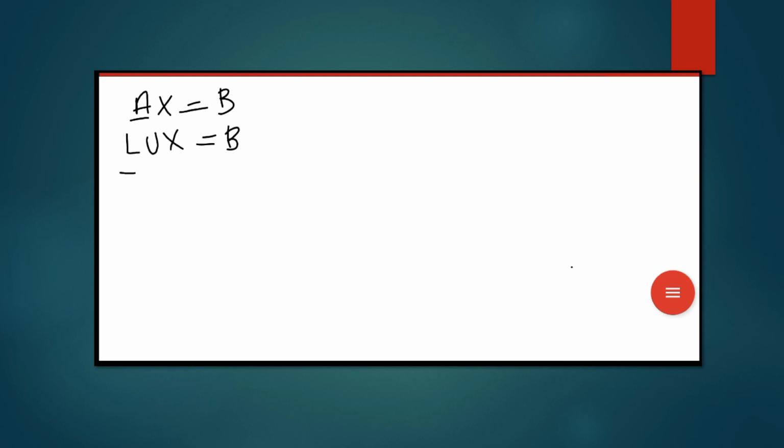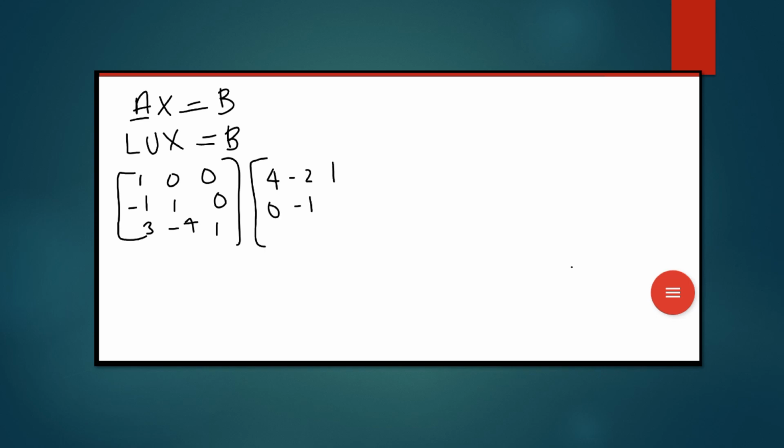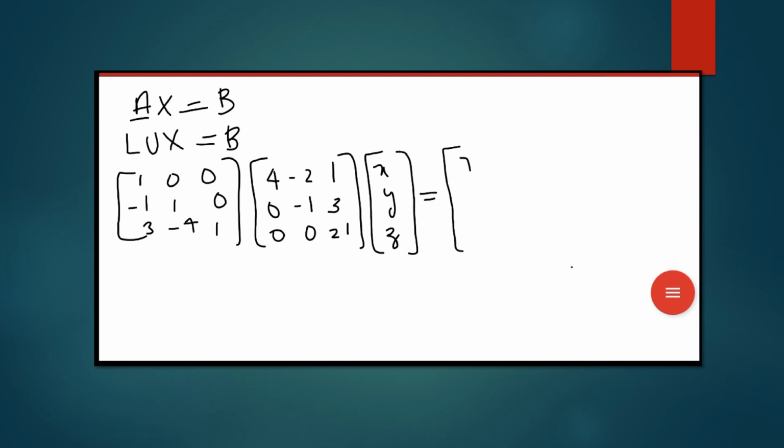So we are going to write what L is first. We got L as 1, 0, 0, minus 1, 1, 0, 3, minus 7, 1. Then U is 4, minus 2, 1, 0, minus 1, 3, 0, 0, 21. Then X can be written as x, y, z, equal to the B values at the right side of the equations, that is 7, 7, 28.